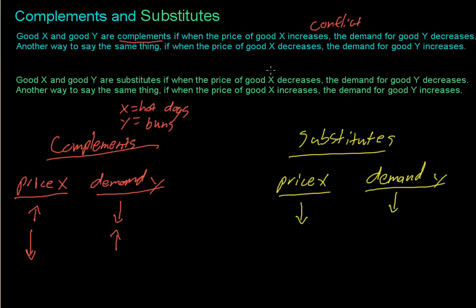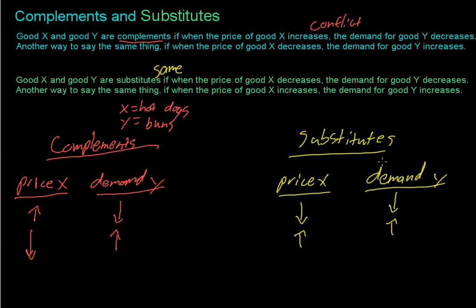And another way to say the same thing, if when the price of good x goes up, then the demand for good y goes up. And so the way that I remember this is substitutes starts with an S, and that's the same thing that the word same starts with. So substitutes move in the same direction. If the price of x goes down, the demand for y goes down, and if the price of x goes up, the demand for y goes up.